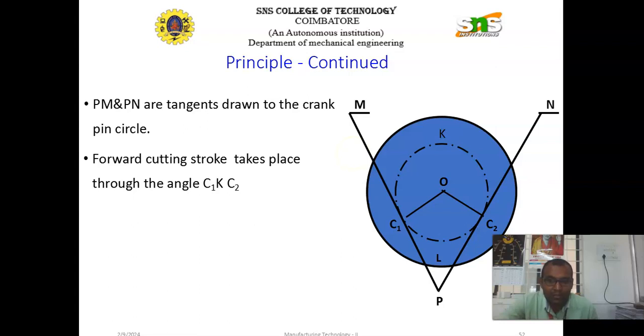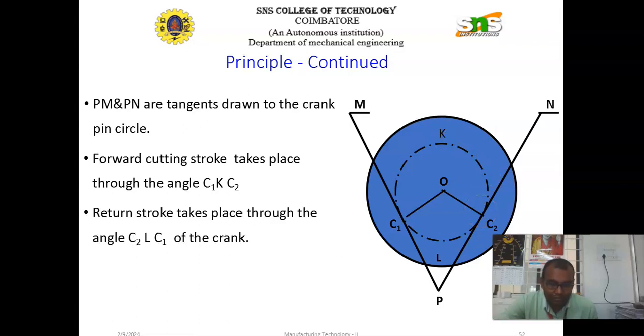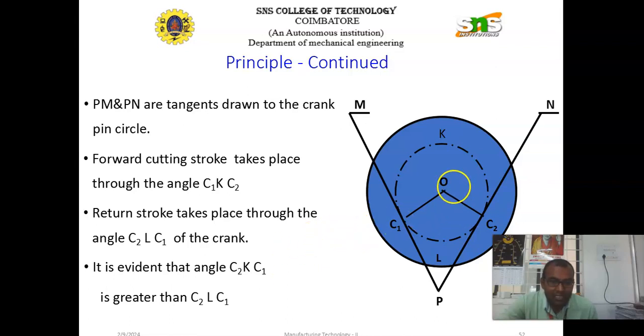The forward cutting stroke takes place through the angle C1 K C2. In the case of the return stroke, the angle is from C2 L to C1. It is evident from the image that the angle C2 K C1 is greater than the angle C2 L C1.